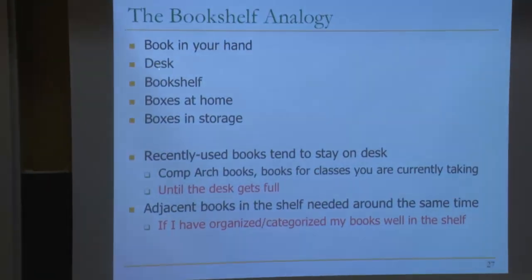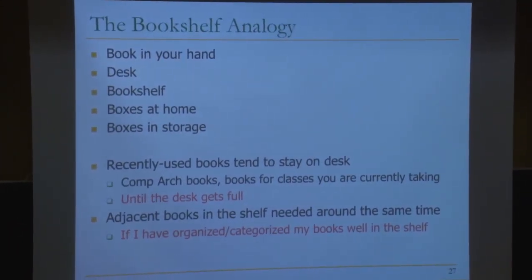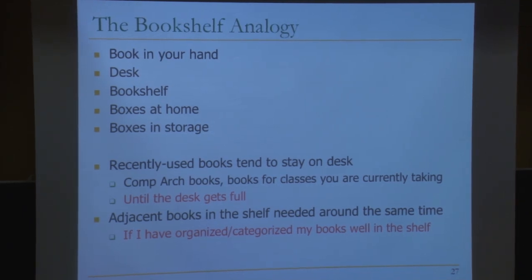And there are some books on the desk. And there are some books in the bookshelf. And there are some books in the box at home. And there are some books in boxes in storage far away. As you keep going down, your capacity increases, but your latency of access also increases. And potentially, your interest in the data also reduces. But recently used books tend to stay on the desk. At least for me, that's what happens. For example, hopefully computer architecture books, or books for the classes you're taking, are on your desk. Until the desk gets full, of course. Once the desk gets full, that's the cache. That cache gets full, right? So you're exploiting temporal locality here.